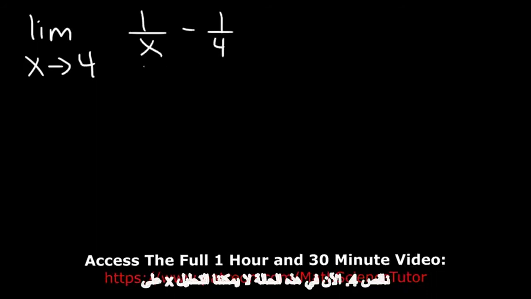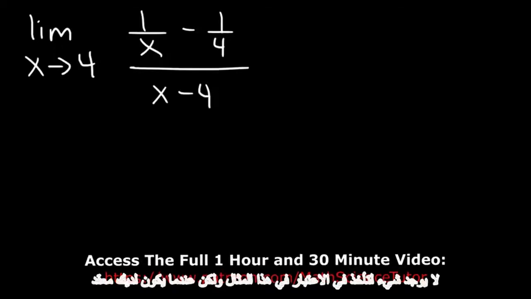Now what about this one? What is the limit as x approaches 4 of the complex fraction 1 over x minus 1 over 4, divided by x minus 4? Now in this case, we can't factor. There's nothing to factor in this example.